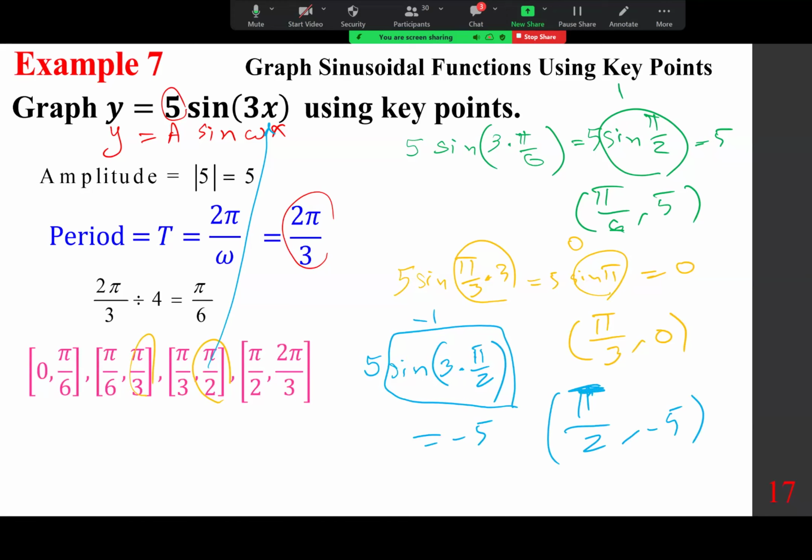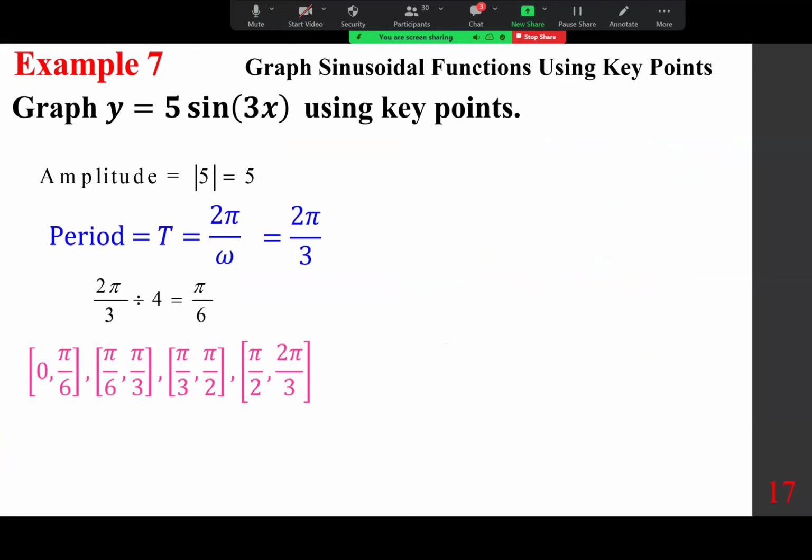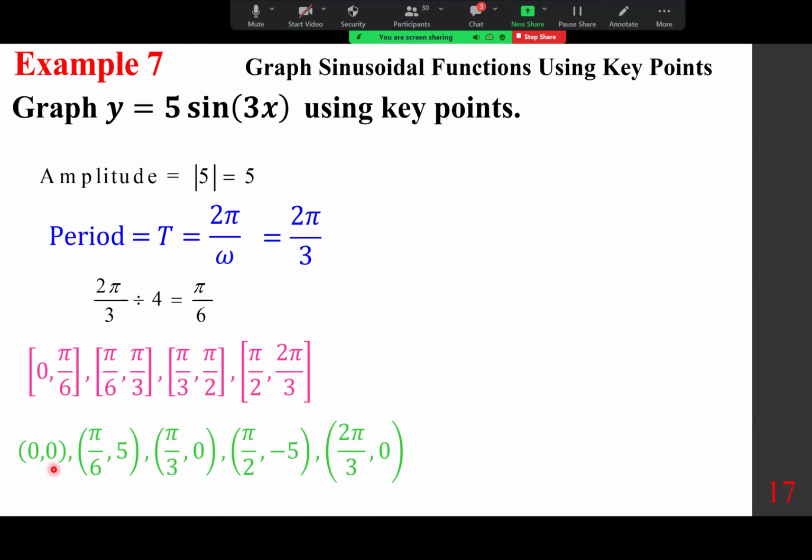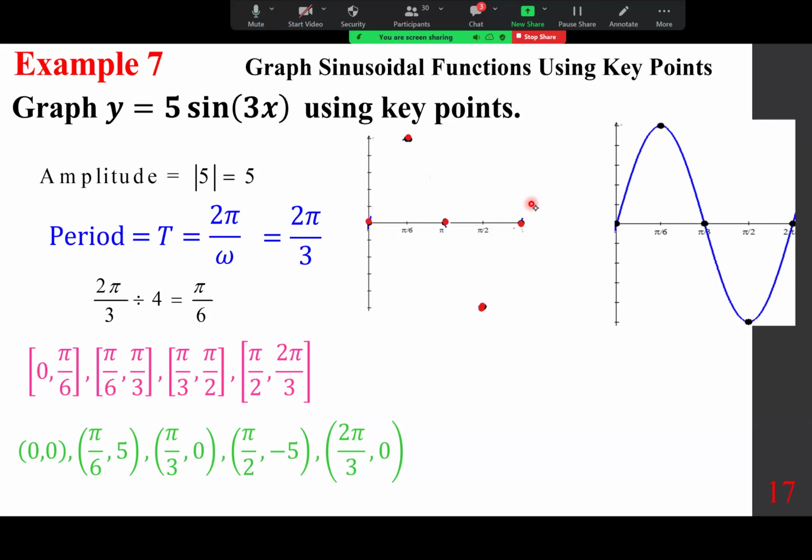It's easy class, so I'm going to erase it. So plot those pairs: 0, 0; pi over 6, 5; pi over 3, 0; pi over 2, minus 5, and you can easily see that. So plot those again. We are going to go from 0 to 2 pi over 3. Okay, so this is 2 pi over 3, everybody. And then plot those and connect them with a smooth curve.